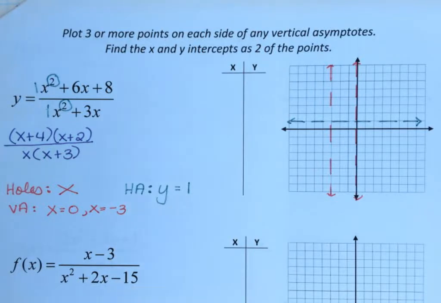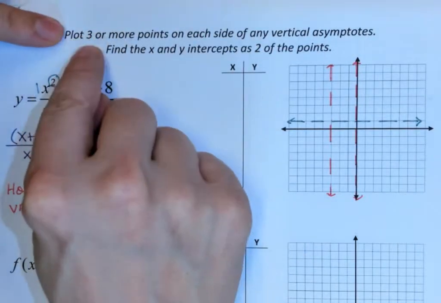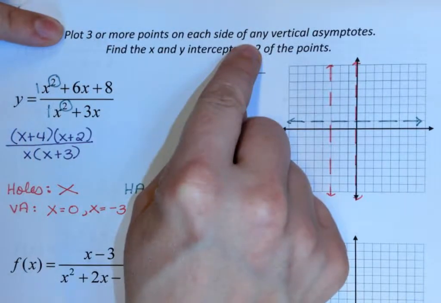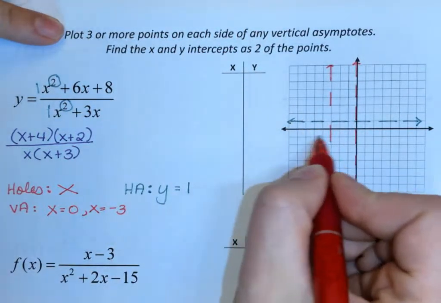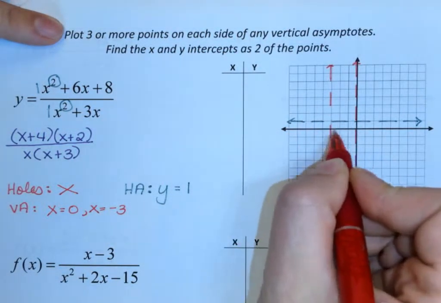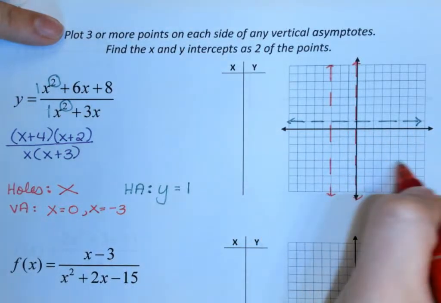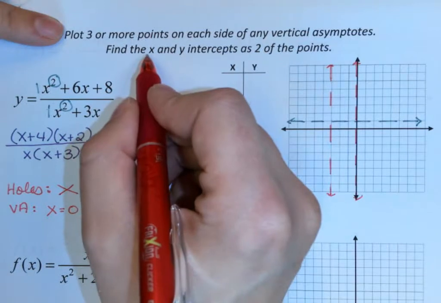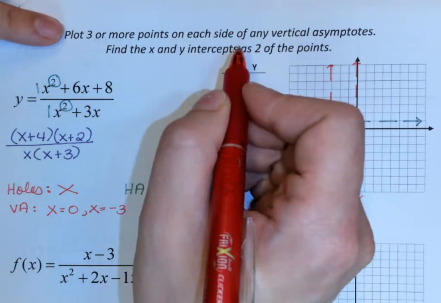Okay? Now, this is really important, what we've just done. We've figured out our main guidelines. So what we need to do is plot 3 or more points on each side of the vertical asymptote. So what that means is I want to get a couple points here, a couple points here, if you can't get 3 because there are only 2 spots in there, okay, and a couple points here. And then we want to find x and y intercepts as 2 of those points.